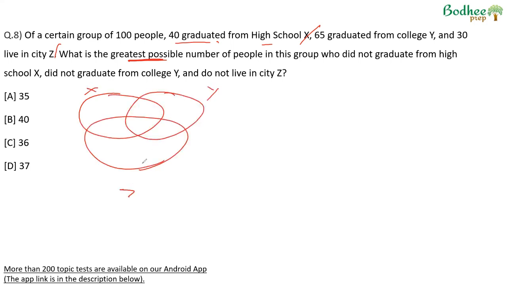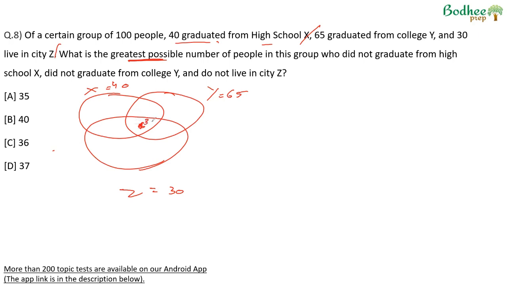We are trying to maximize the overlap. High school X is 40. For Y the number is 65. For Z the number is 30. We want to have the maximum number who are not there, so people who are outside this. What we do is we try to make the union of this minimum.